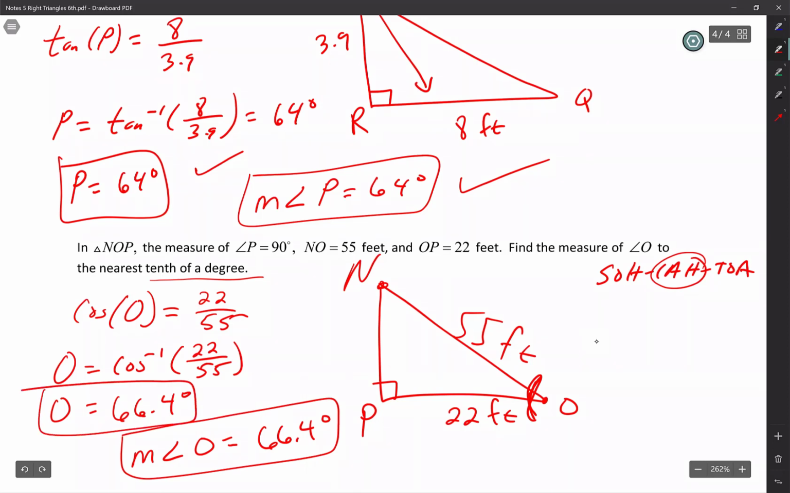Doesn't matter to me. You might see this on an SAT written like that. The M stands for measure, and then this symbol means angle, and then that's O. And now I'm just telling you that the angle O is 66.4. So it doesn't matter to me, whichever one you prefer. And there it is, guys. So yeah, now let's come back.